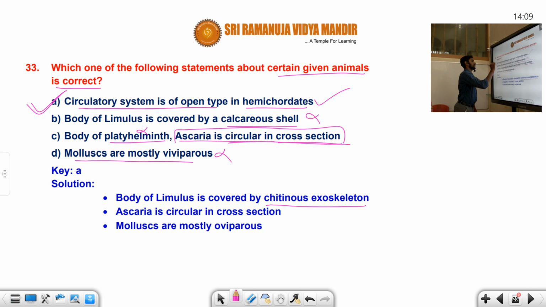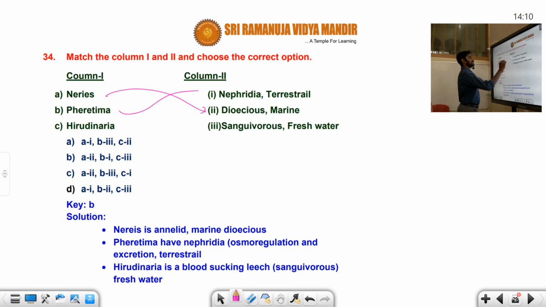Next, the other one is 34. Match column 1 and 2 and choose the correct option. Here A-2: Nereis is dioecious and marine in nature. B-1: Pheretima is the scientific name for earthworm, having nephridia and terrestrial in nature. And C-3: Hirudinaria is known as sanguivorous, a blood-sucking leech, with a freshwater habitat. Nereis is an Annelid, marine and dioecious in nature.